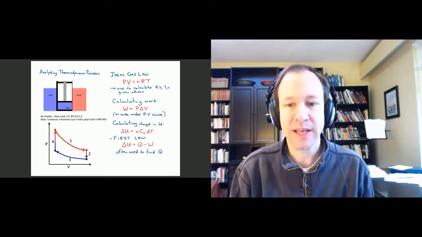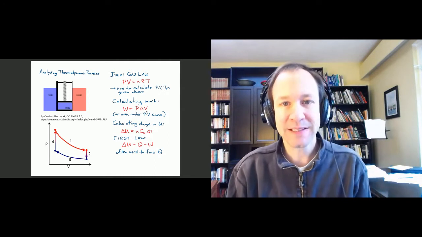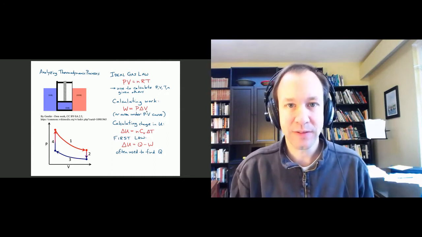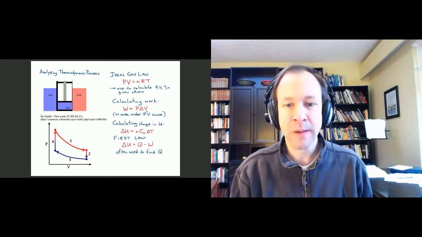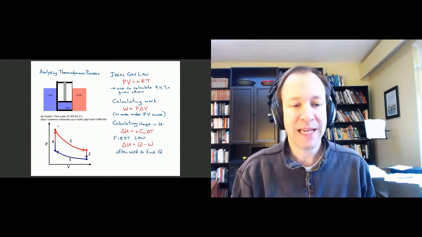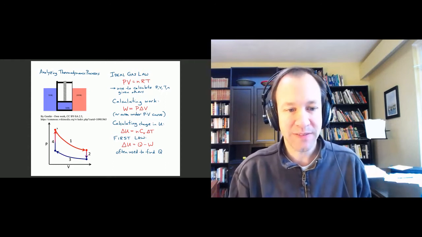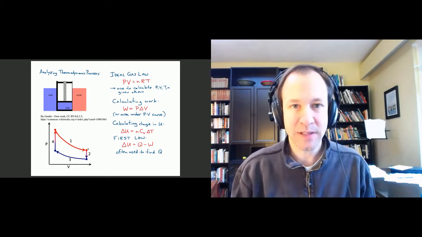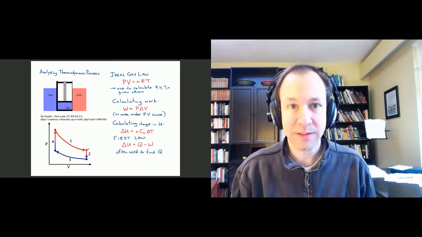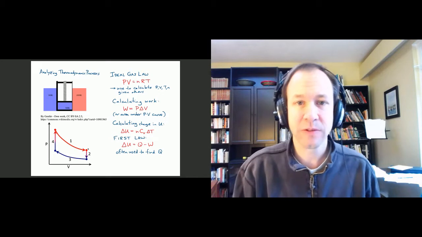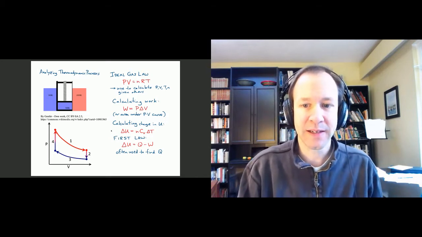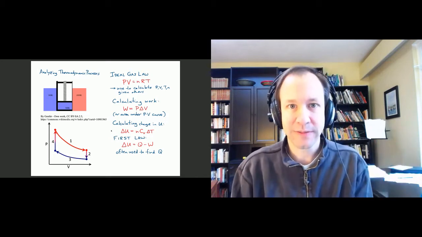We've understood that we can use P delta V as a calculation of work when the pressure remains constant, or more generally, we can use the area under the curve in the PV diagram. And sometimes there are some calculus methods that we can use. We can use integration to calculate that area if we know the form of the pressure as a function of volume.